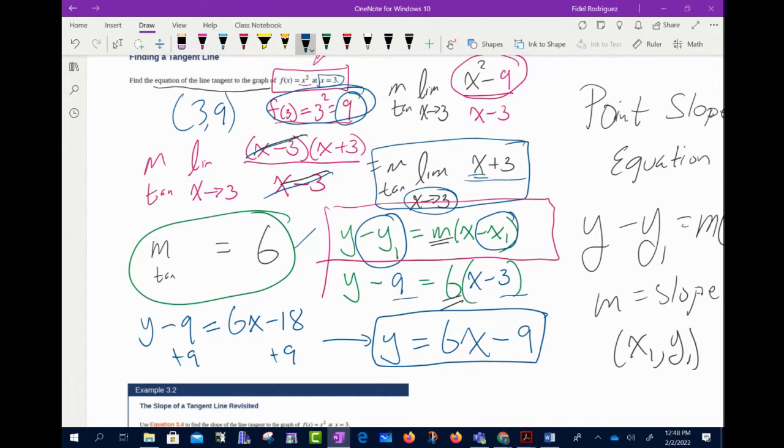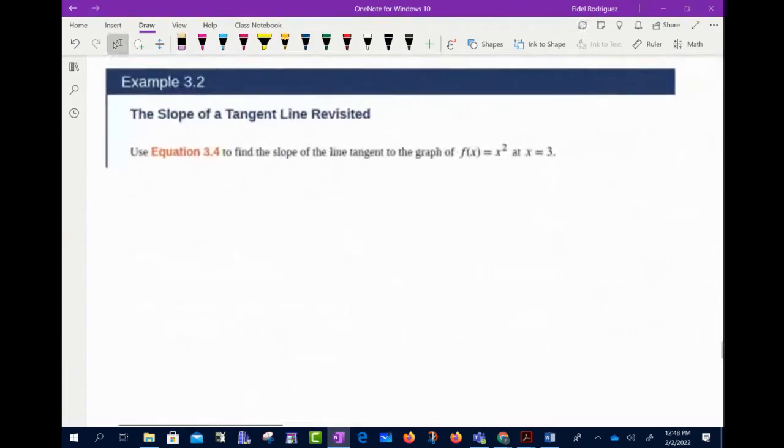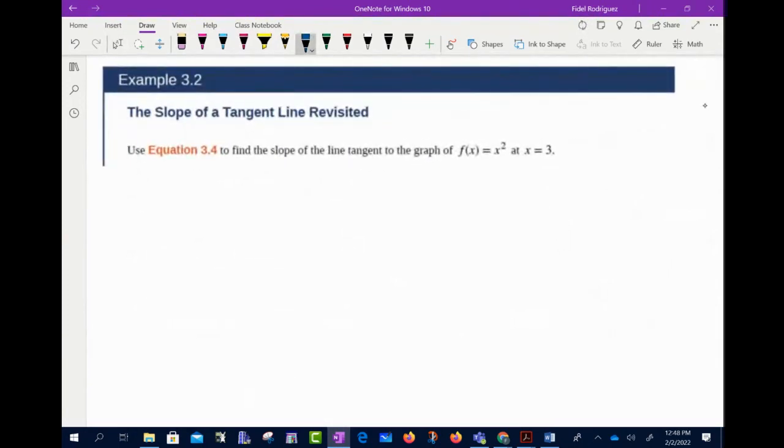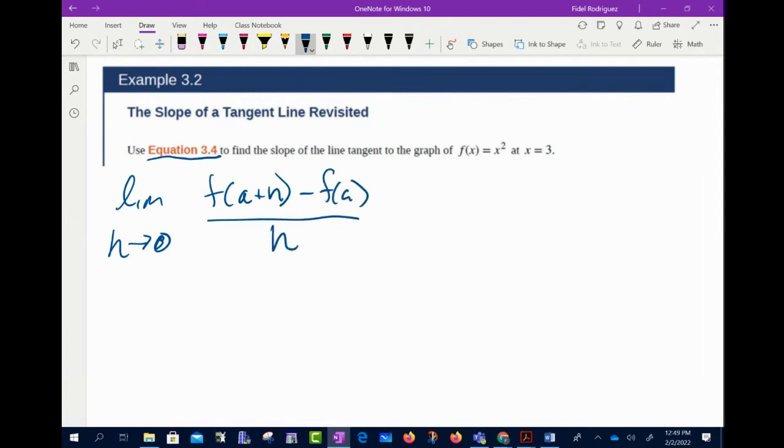Okay. So look, y'all, we're going to do exactly the same problem, but we're going to use the other equation. We're going to use equation 3.4. I'm going to write it down so we don't have to go back and scroll. Okay, so what does equation 3.4 say? It says we're going to take the limit as h approaches 0 of f of a plus h minus f of a, all over h. Okay, supposed to be an h right here.